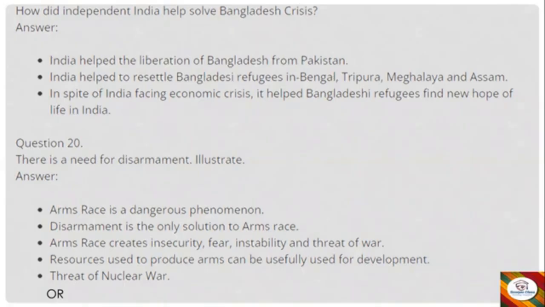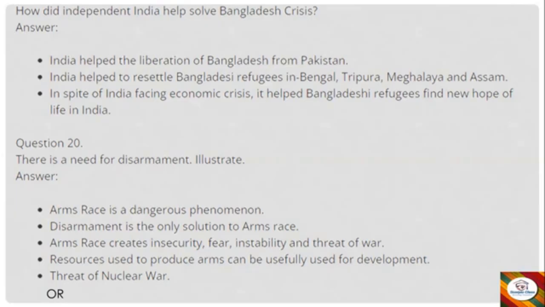Now question number 20 again has an internal choice. So first, there is a need of disarmament. Illustrate. Answer: Arms race is a dangerous phenomenon. Disarmament is the only solution to the arms race. Arms race creates insecurity, fear, instability, and threat of war. Resources used to produce arms can be usefully used for development. Then the threat of nuclear war. So this is why we need disarmament, because these are the reasons.